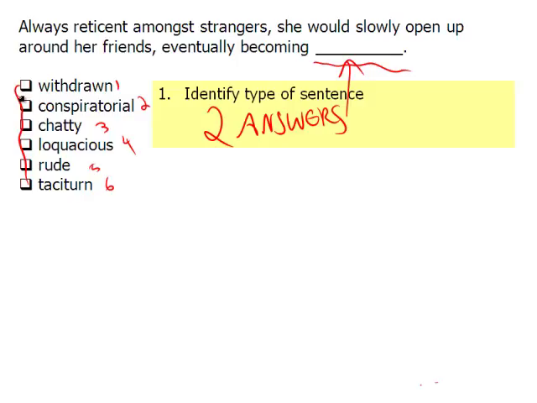Let's read it. Always reticent amongst strangers, it's a good word, reticent, she would slowly open up around her friends, eventually becoming blank. So there's a shift here, a shift in a person's behavior. Amongst strangers, she's one way, she's quiet, that is not talkative, she's reticent. She would slowly open up and eventually become, well, very talkative. So we just need 2 words that mean talkative. And so you can see that we've come up with our own word. As I said, business as usual.